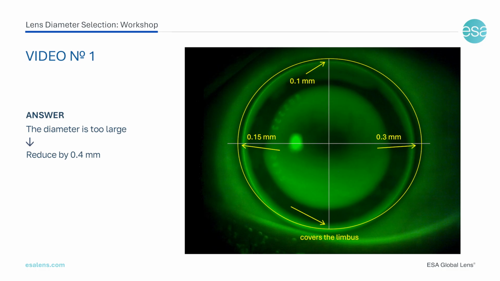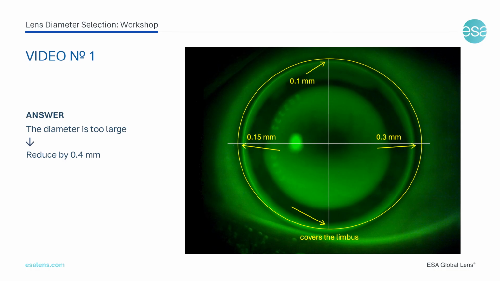Looking at the vertical meridian, the lens is impinged on the limbus at the bottom, while the gap at the top is too small, only about 0.1 mm. If we were to forcibly center this lens, it would rest touching the limbus at both the top and bottom. To achieve a safer, reasonable gap of 0.2 mm in these areas, a total diameter reduction of 0.4 mm is required. But what happens to the horizontal meridian?